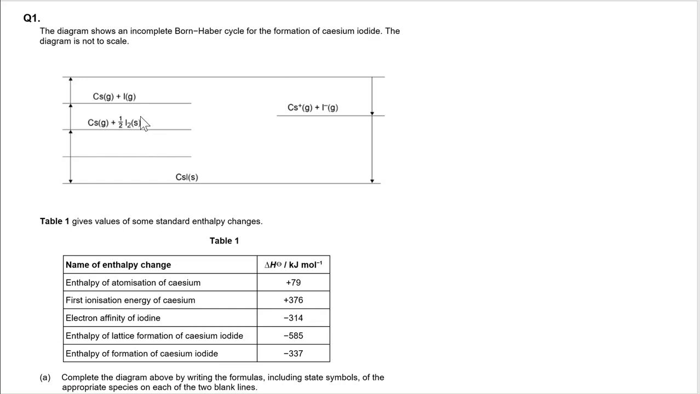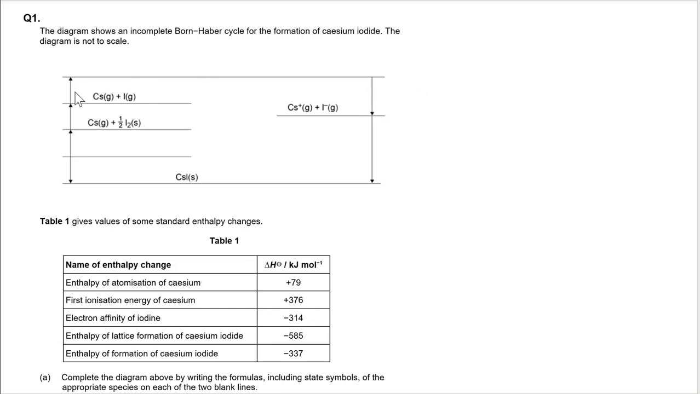So if we take a look at the top line, we can see that from here to here, we've got Cs gaseous becoming Cs+ gaseous, and I gaseous going to I- gaseous. So in a sense, we've got two options here. We've either got the first ionization energy of cesium, or we've got the first electron affinity of iodine. But we've also got to remember that electron affinity is exothermic, or certainly first electron affinity is exothermic. So that would be this one.